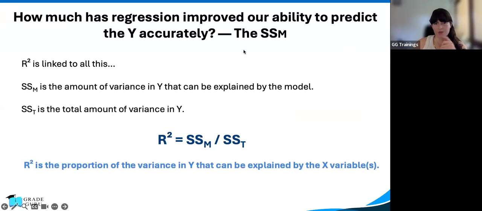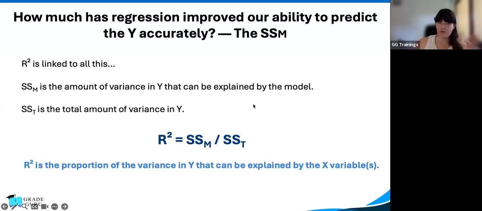Okay, so how does all of this fit into what we actually do when we run this test of significance? It all has to do with the R-square. Okay, so far we've been looking at the measure of inaccuracy, and so R-square is conversely how accurate we're being. So if our model sum of squares, okay, so this is how much we've improved upon our prediction abilities, is the amount of variance in y that can be explained by the model, okay, and your SST is the total amount of variance in y.